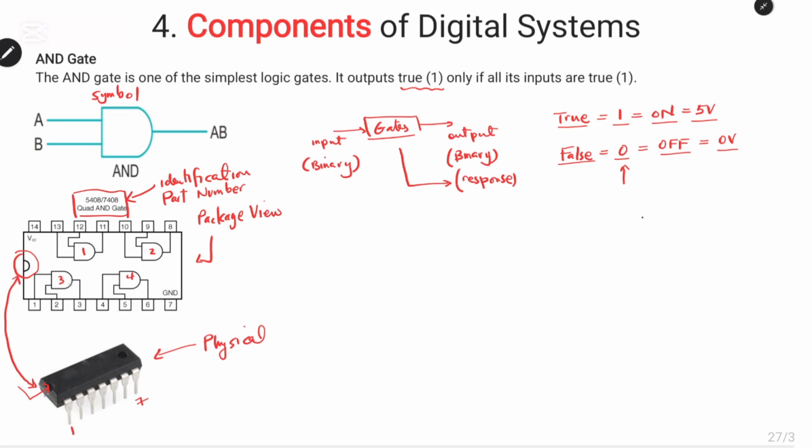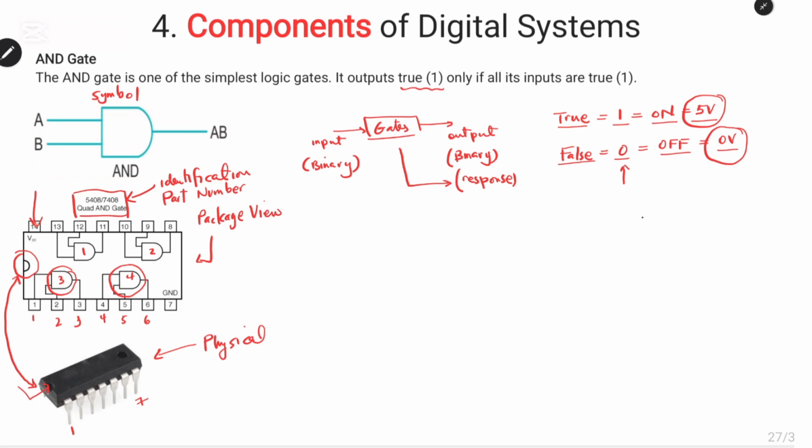We can see in this example for this particular AND gate, 1 and 2 will be the inputs, and 3 will be the output. Same for this AND gate, we have 4 and 5 as the inputs and 6 as the output. This chip needs a power supply to operate, because to get the 5 volts or 0 volts as the ground, you need a supply.